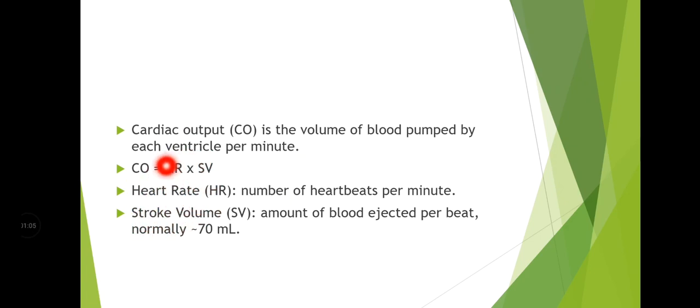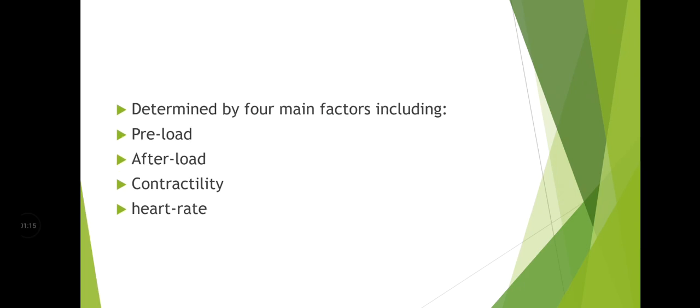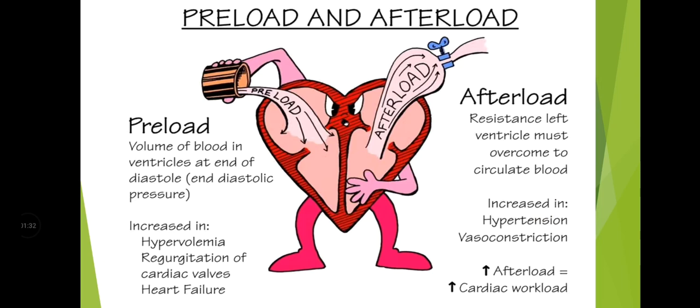Any factors affecting heart rate have an effect on the cardiac output. Any factors affecting stroke volume will have an effect on cardiac output. It is primarily determined by four main factors: the preload, the afterload, the contractility, and the heart rate. These are the main four factors affecting cardiac output.